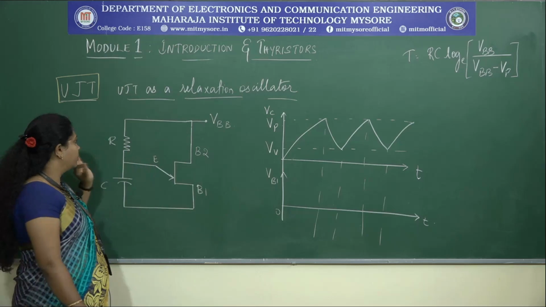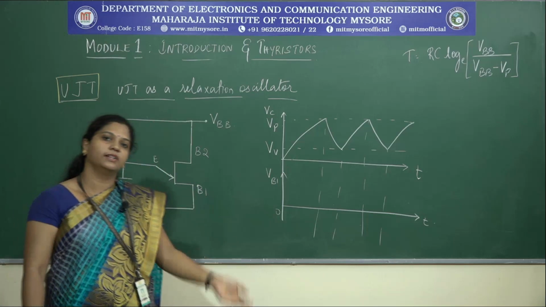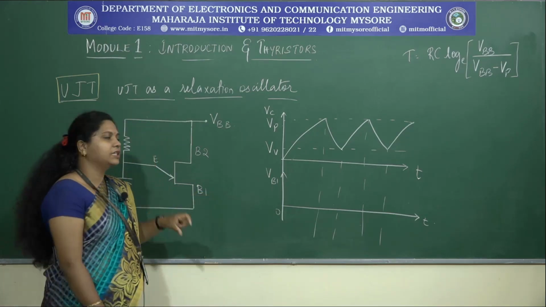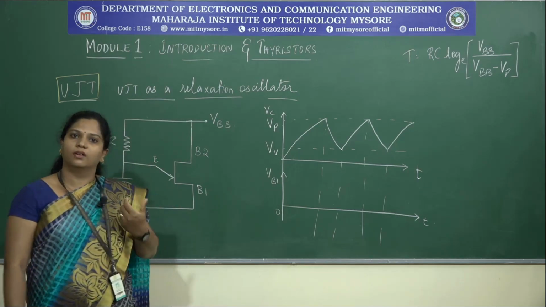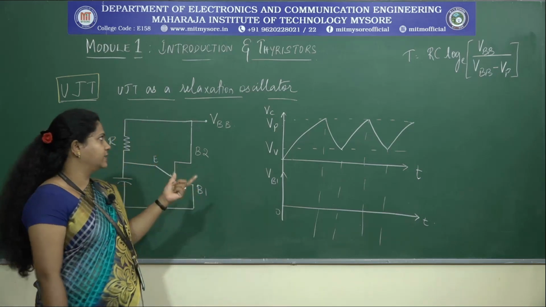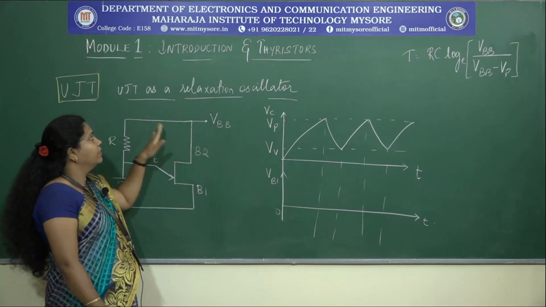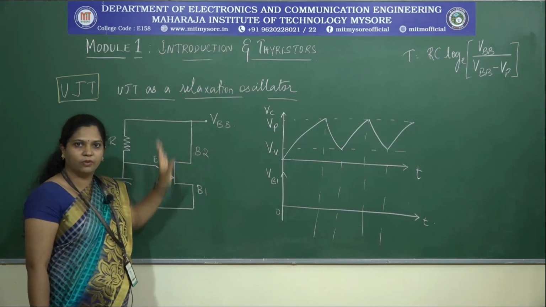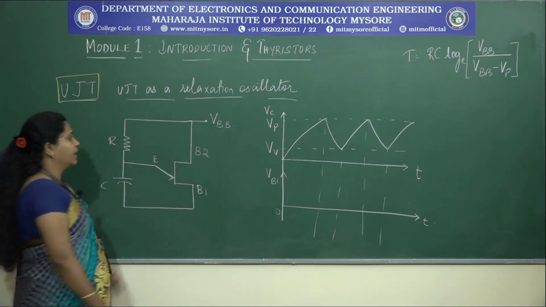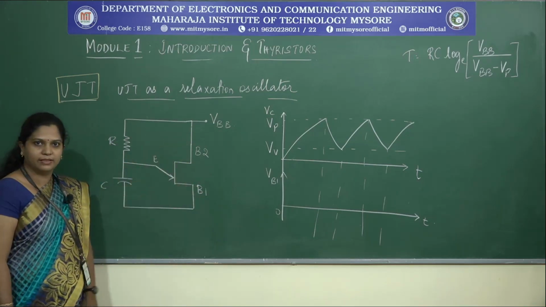So now we are going to make use of a relaxation oscillator. An oscillator is a circuit which generates its own pulses or its own waveform. Why it is called a relaxation oscillator, we will see when we discuss this circuit. Now we are going to use this UJT to generate the pulses.